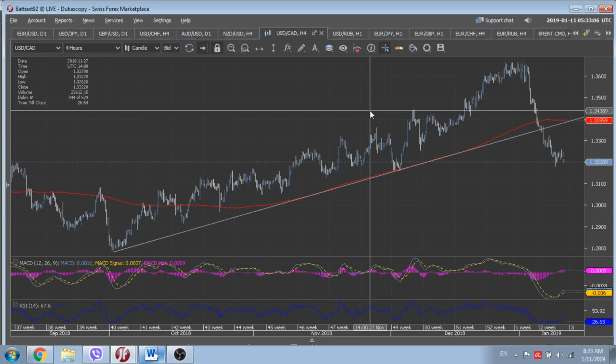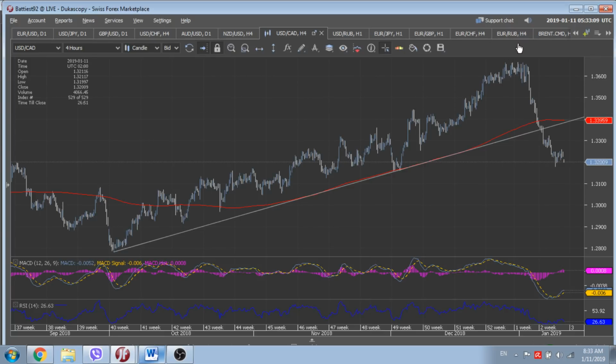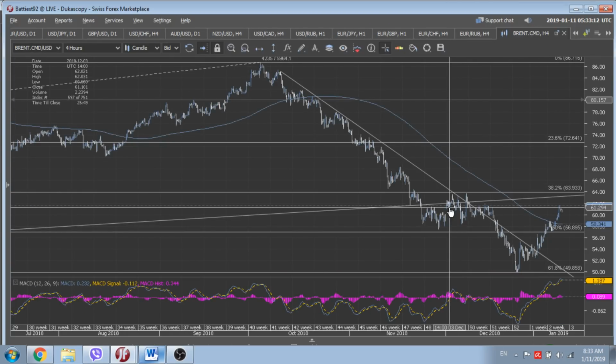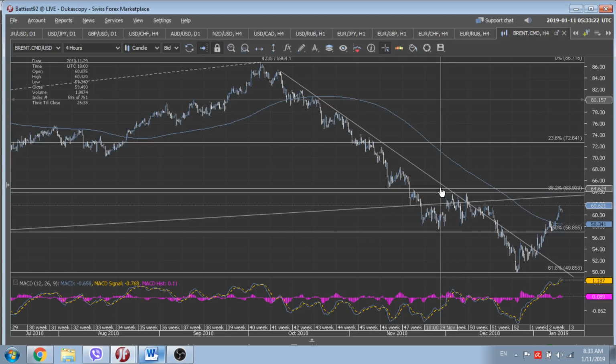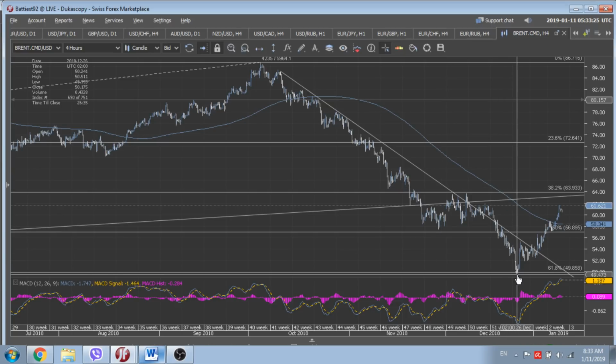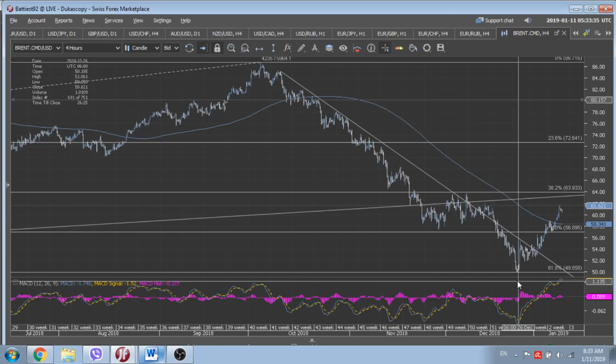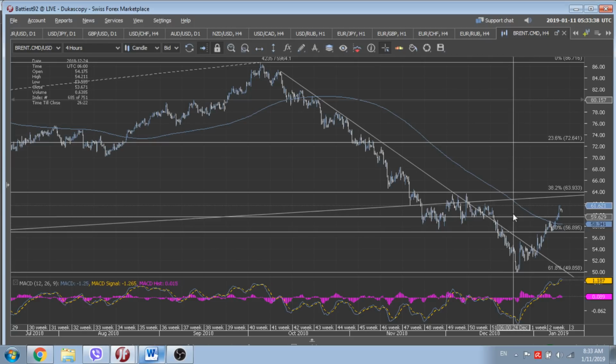taking into account that Brent prices, we suggest, should find an interim top around the level of 63.70.64. We suggest that it's a correction from the lows that were registered at the end of the previous year. The lows were registered just below 50. Now the Brent has made really very good progress to the upside.